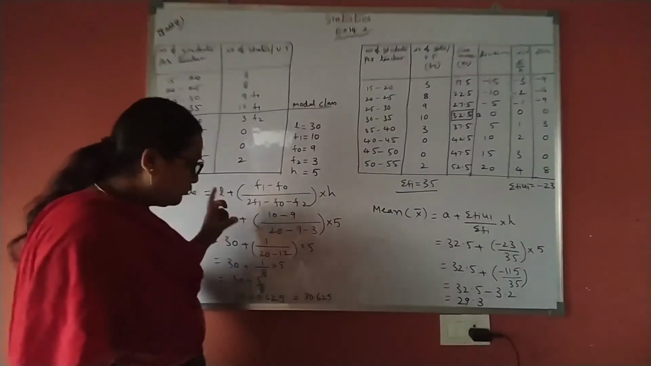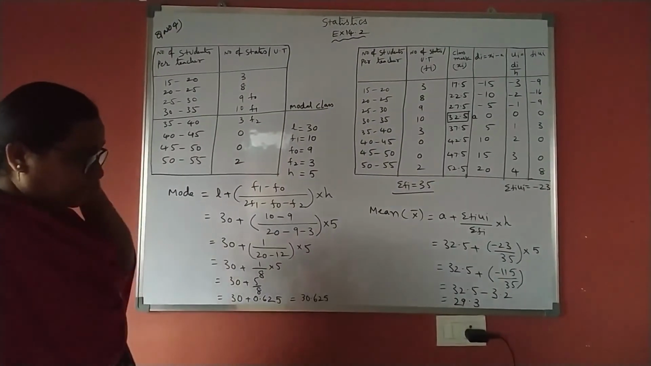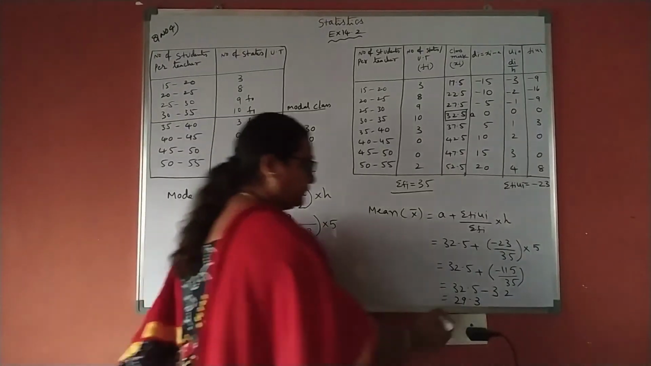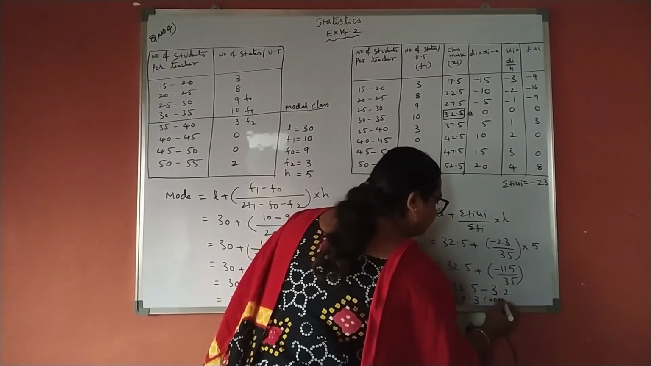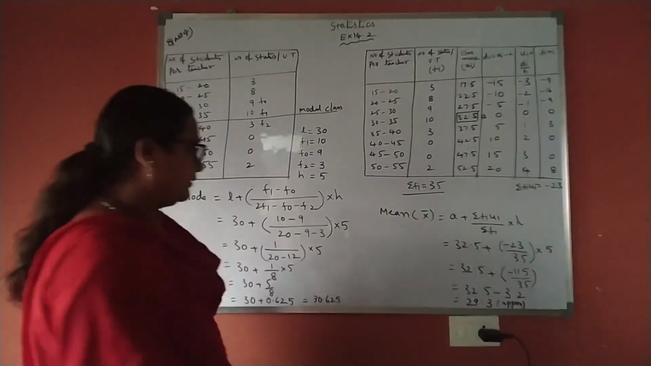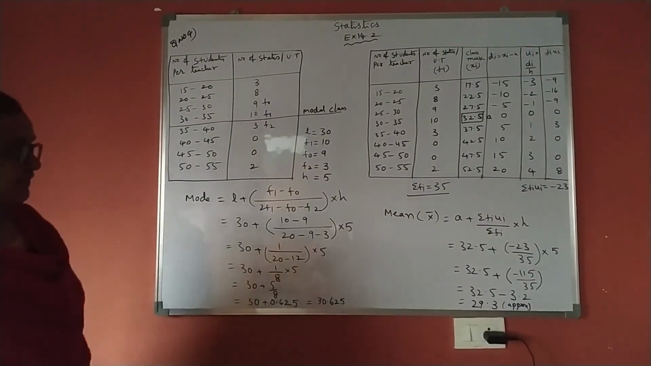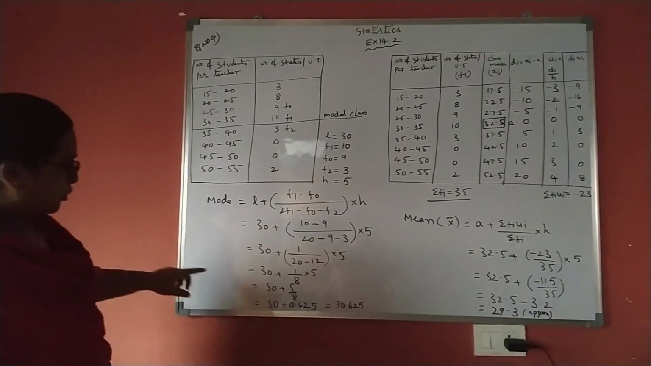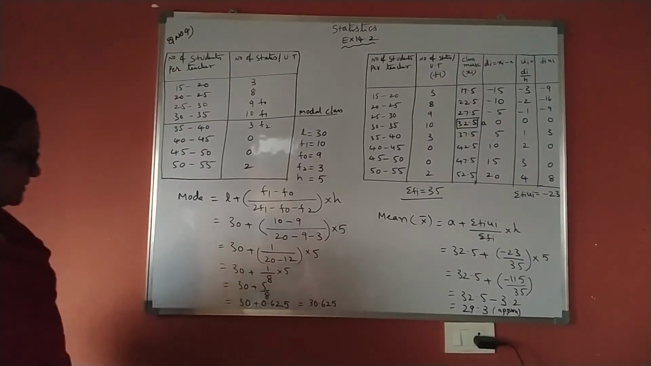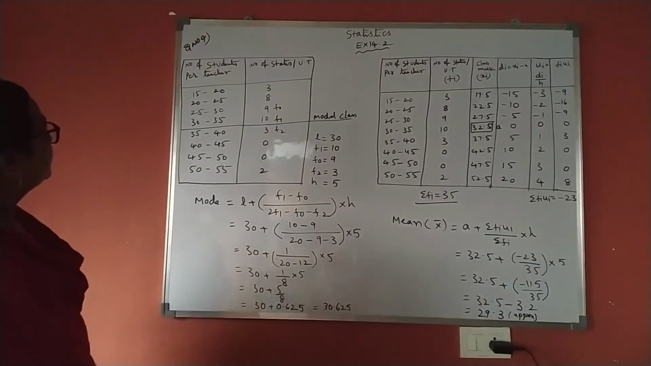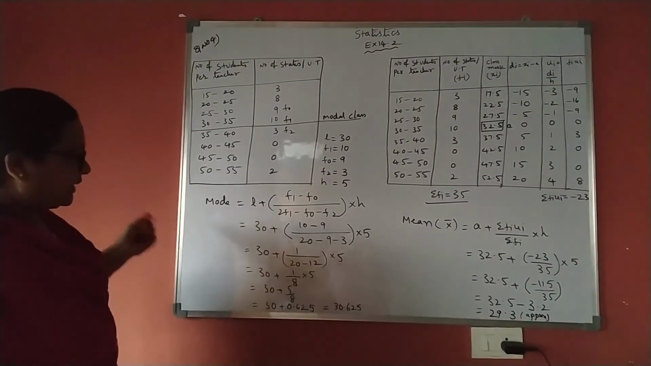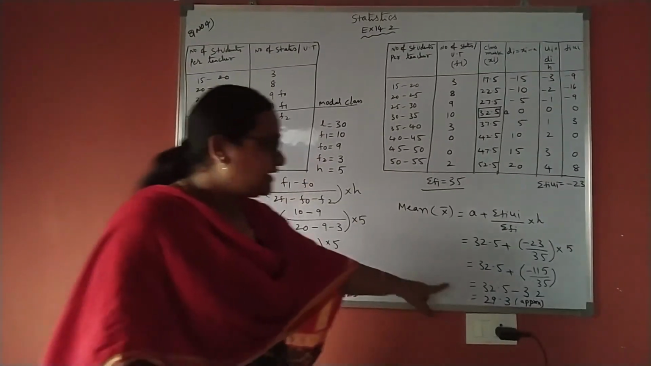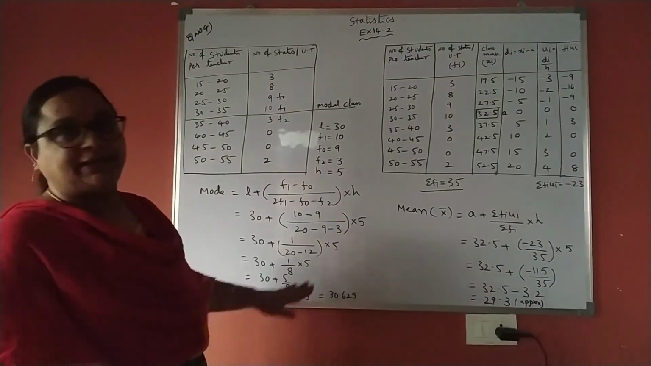So here we got mode as 30.625 and mean as 29.3. This is what approx value. So mode and mean, they asked us to interpret the data. So mode we got 30.625, that means maximum teacher student ratio is 30.625, whereas average is 29.3. This is what the interpretation.